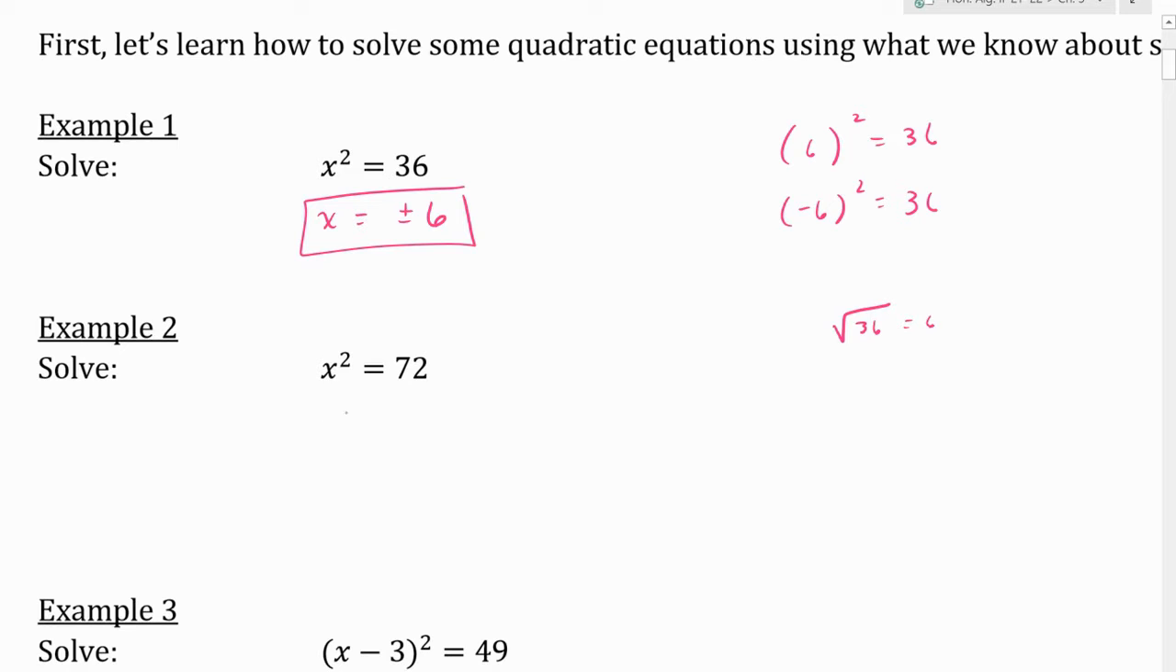So same thing here. What do I square to get this? Well, it's either a positive or negative, whatever the square root of 72 is. And 72 is 36 times 2. So we got that.